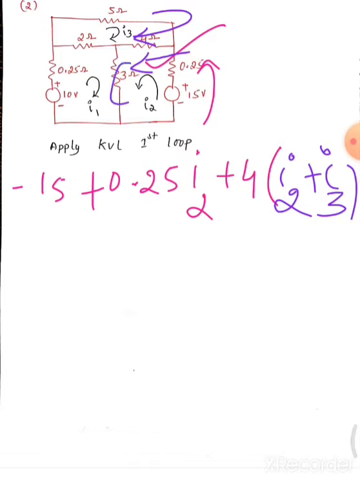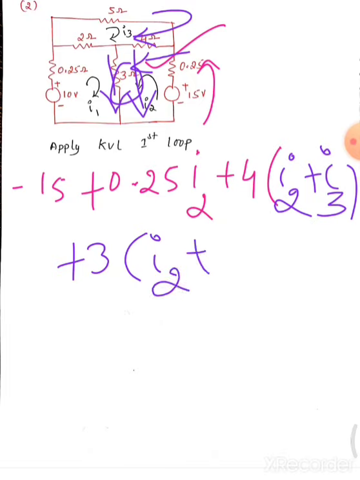Next you reach the 3 ohm, so plus 3 ohm. Here also I1 is coming like this and I2 is also coming like this. You are in the second loop, so I2 plus I1. Any other elements left out? No. So it is equal to 0.